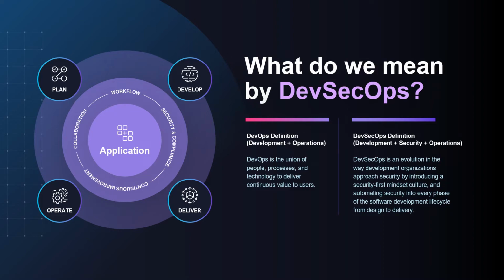DevSecOps is the evolution of DevOps, where the company takes a security-first mindset, putting security into every phase of the development lifecycle, from design to delivery. When implemented successfully, companies gain both the speed of DevOps and the holistic security and peace of mind that comes with DevSecOps.